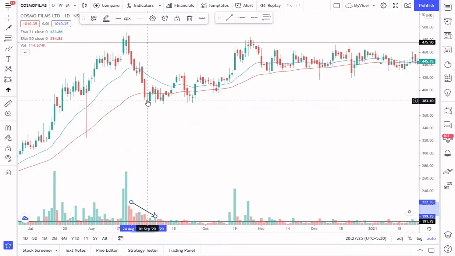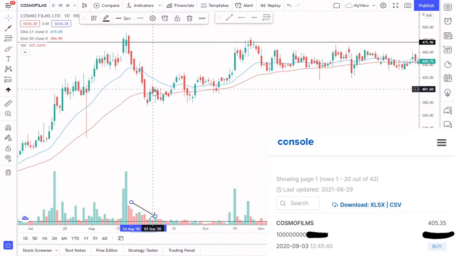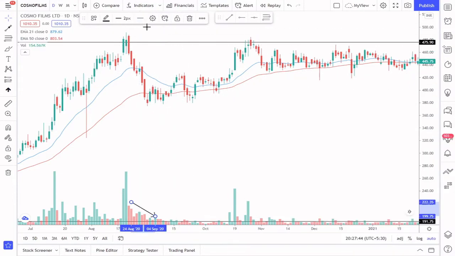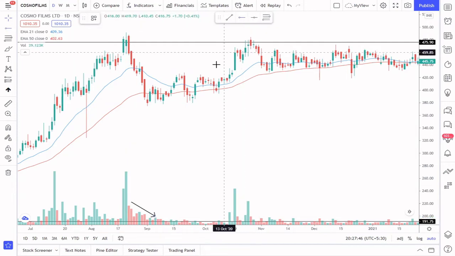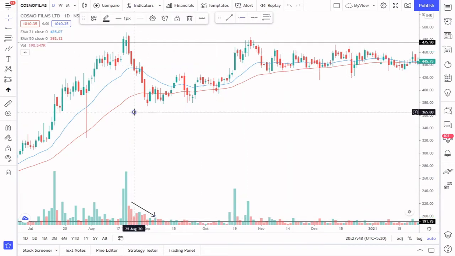Then this doji, and then this pattern, and this is the morning star formation, right? So I entered right in this candle on 3rd of September. I added some initial quantity. The final quantity will be added after the breakout. Then I waited for the stock to rally. My stop loss was somewhere around here, below this level.